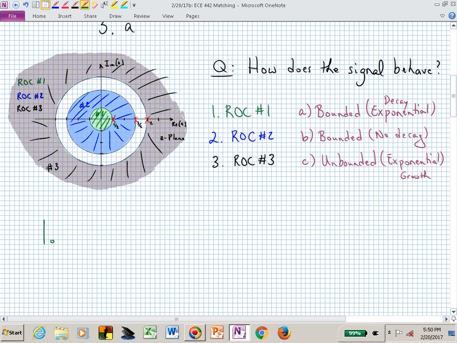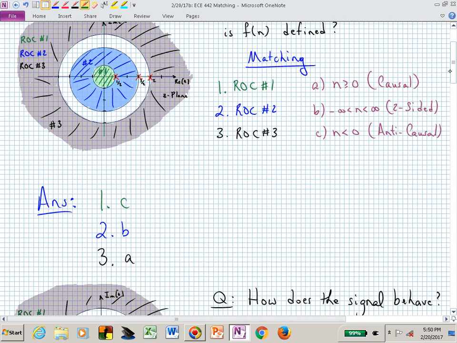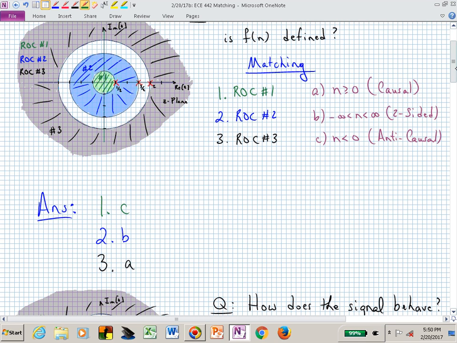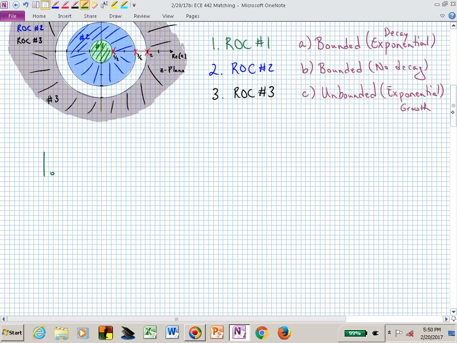For what values of n is region of convergence number 1 defined? Really? You're going to force me to scroll? C. Well, it's anti-causal. Now the A, B, and C are different, right? So now we have n less than 0.